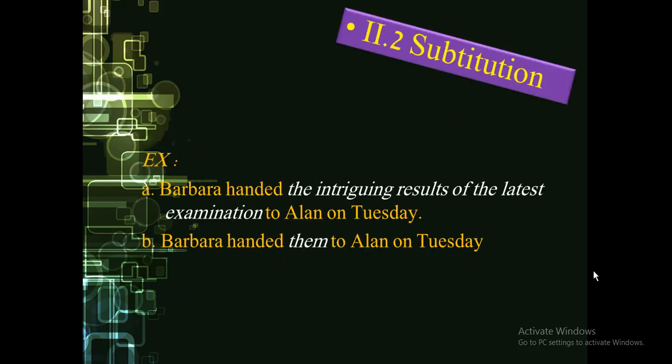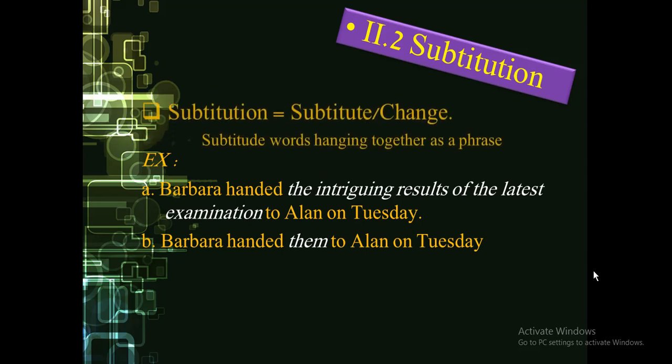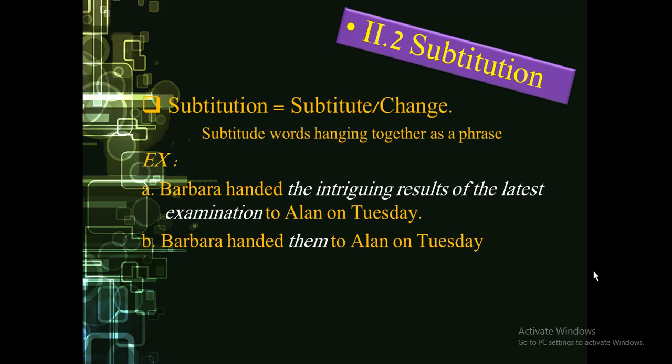Then the next is substitution. Substitution is to substitute or change a word, hanging together as a phrase. We change the words. For example, here, Barbara handed the intriguing result of the last examination to Alan on Thursday. Barbara handed them to Alan on Thursday. The intriguing result of the last examination here is changed into them. It can be, yes, of course.